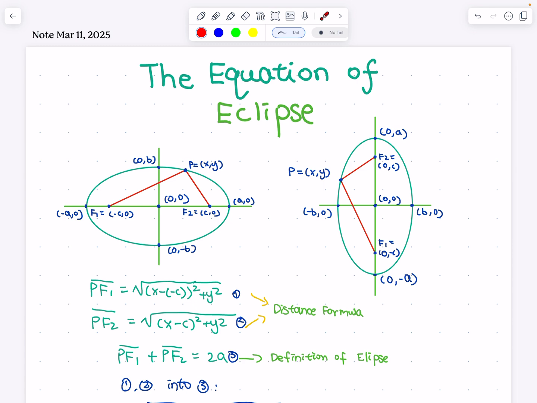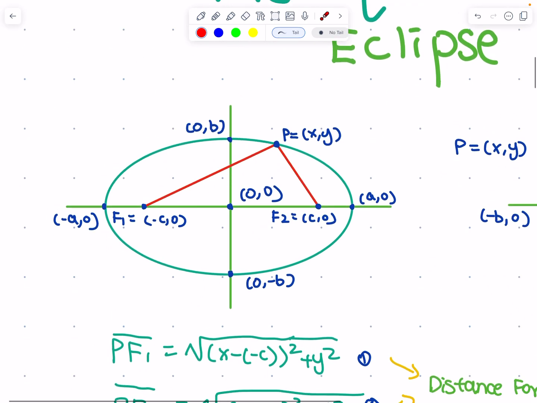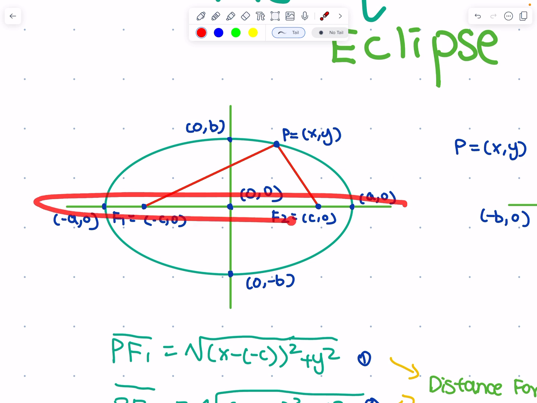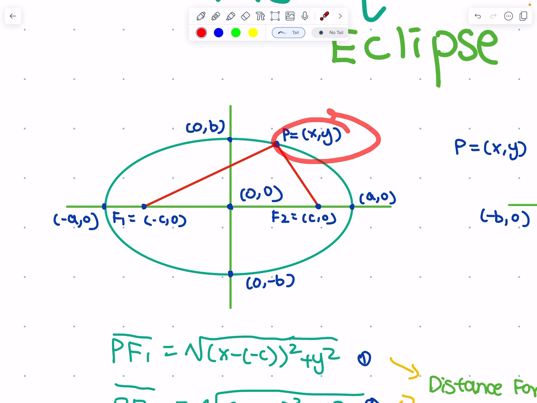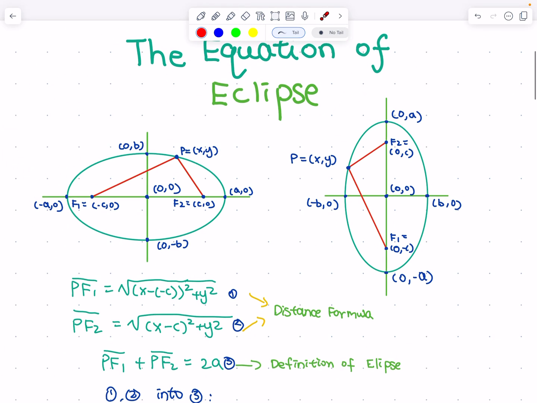Okay, just to review, for an ellipse we have this. Negative a comma 0 and a comma 0, because that's the major axis, and this is the minor axis. This is focus 1 and this is focus 2, and these are negative c comma 0 and c comma 0 based on the definition, and this point we'll call x comma y. This is 0 comma b because this is the minor axis, and this is 0 comma negative b. Okay, we'll talk about this later.